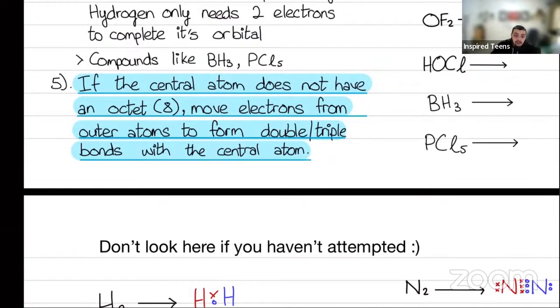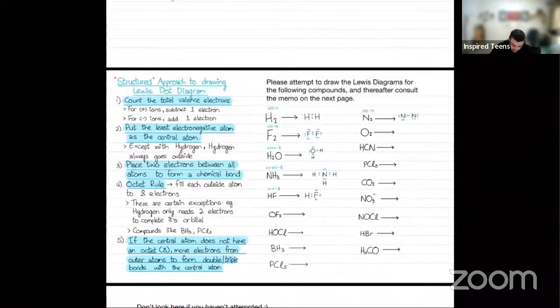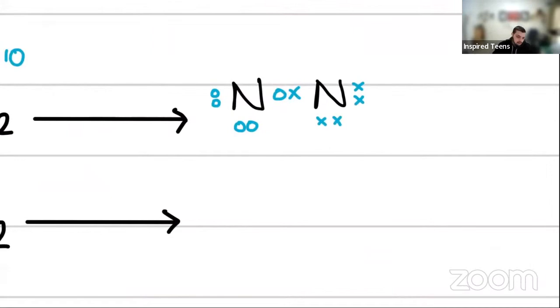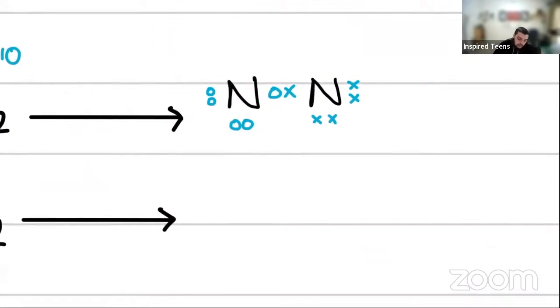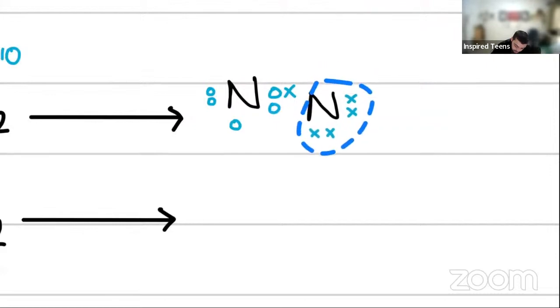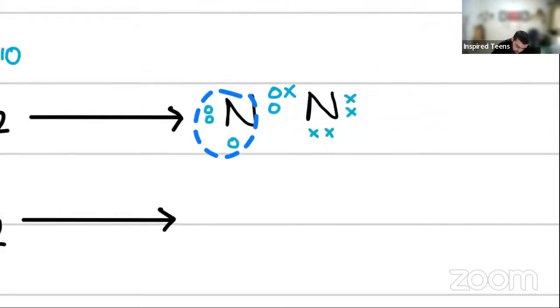If the central atom does not have an octet, move electrons from the outer atoms to form double or triple bonds with the central atom. This is a bit of a weird example because there's no real central atom; both are like our central atom. All that's telling us to do is form more bonds. So let's form another bond. Let's take one here and one here.